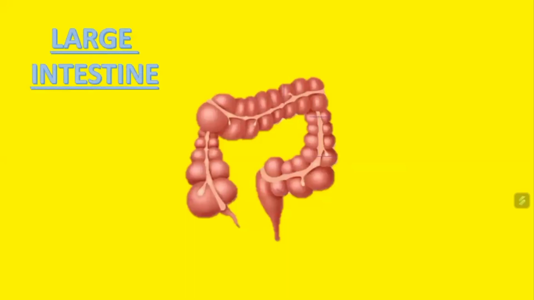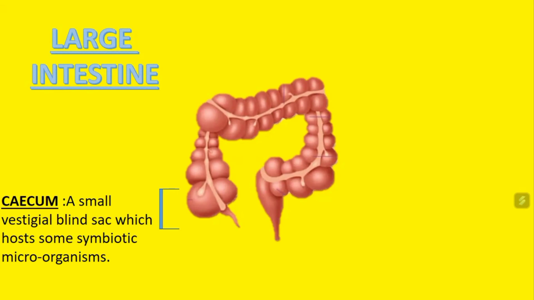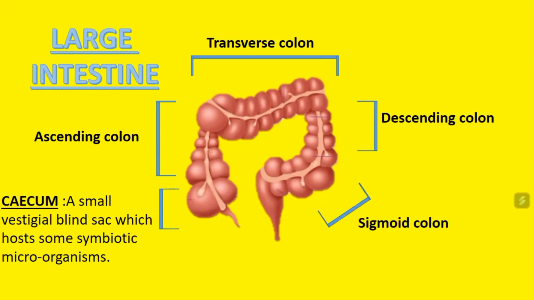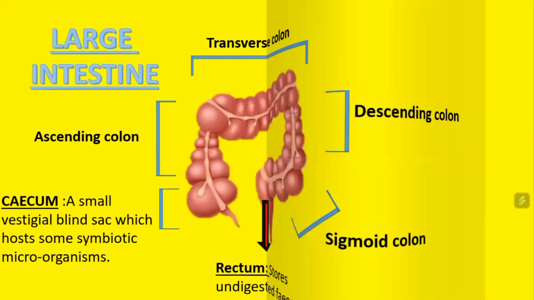Now, let's list the various parts of the large intestine in a brief manner. The first part is the cecum. Cecum is a small vestigial blind sac which hosts some symbiotic microorganisms. Cecum leads to the ascending colon, which further leads to the transverse colon. Transverse colon continues as the descending colon, and the descending colon finally ends as the sigmoid colon. The sigmoid colon opens into the rectum, and the rectum is the storehouse of undigested feces.